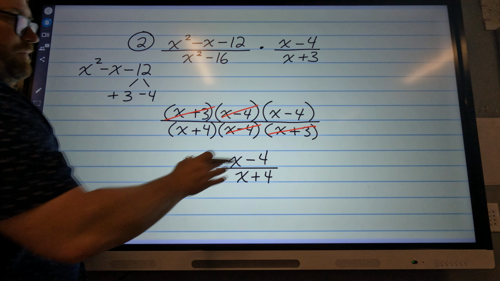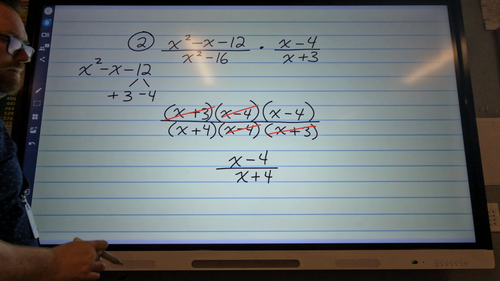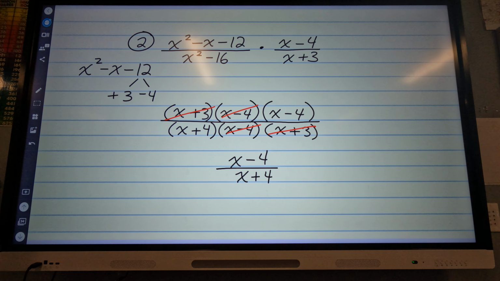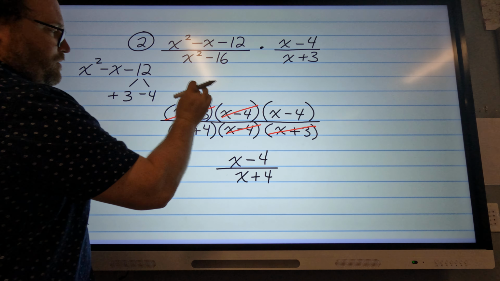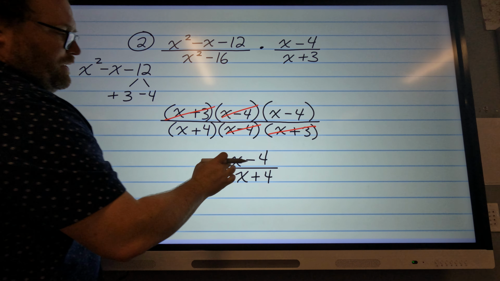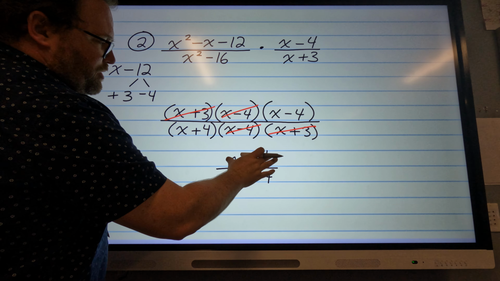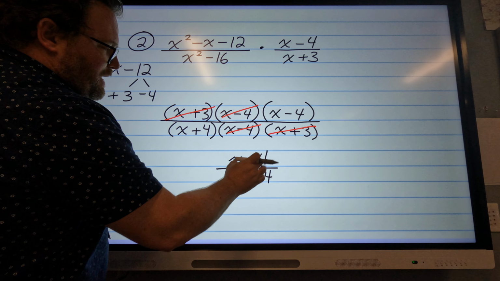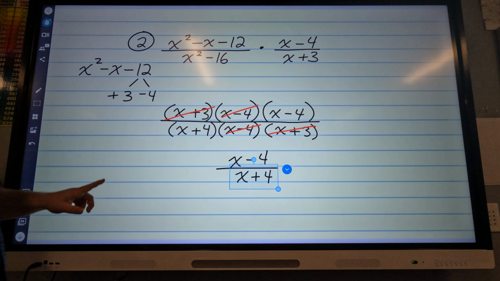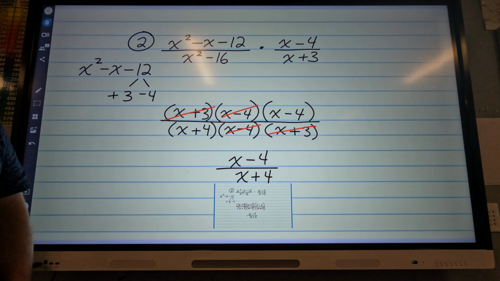Now you notice, of note, I dropped the parentheses when I finished up. The parentheses are indicating that I have this quantity times this quantity times this quantity. The thing is, the fraction bar creates its own grouping. So x minus 4 is grouped together divided by x plus 4. And that's it for problem 2.